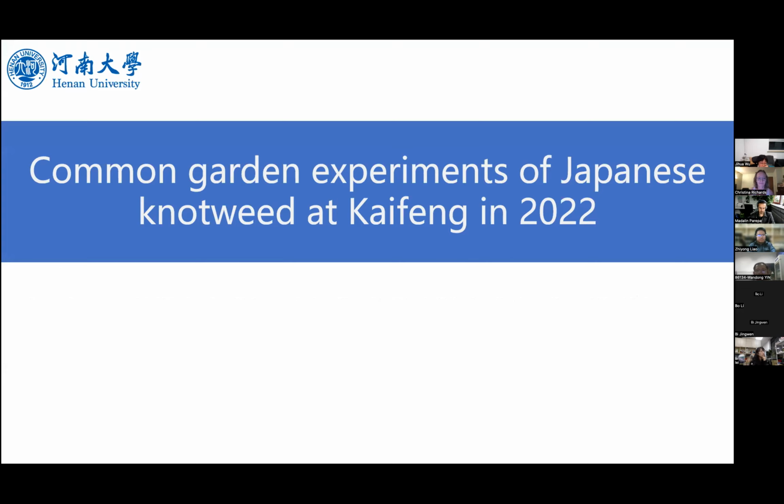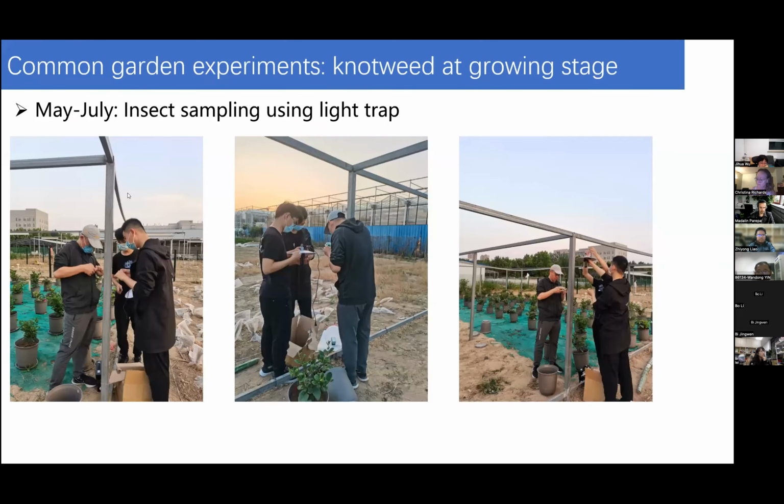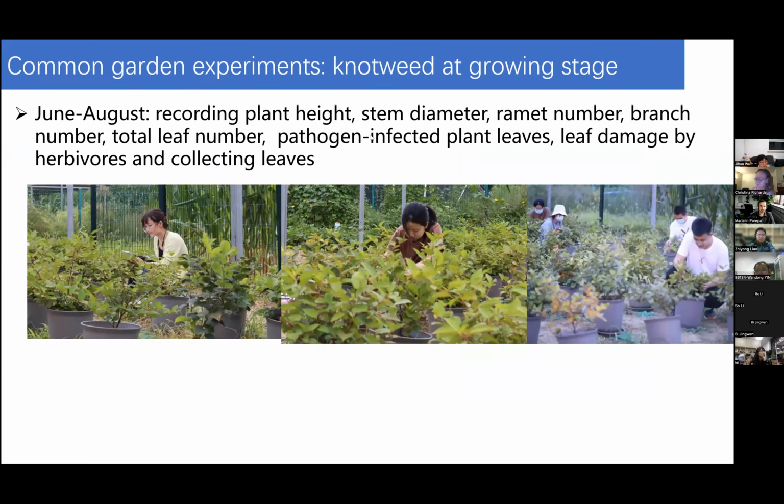The next is the experiments in 2022, last year. Here, according to Fudan, the procedure is this. We sampled insects using a large trap. During June and July, we recorded some indexes. That's most of last year's work, and then in 2023.